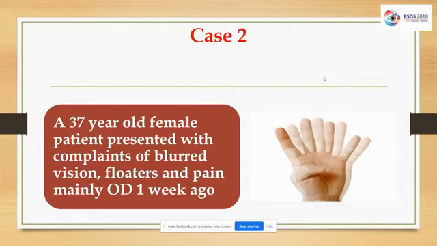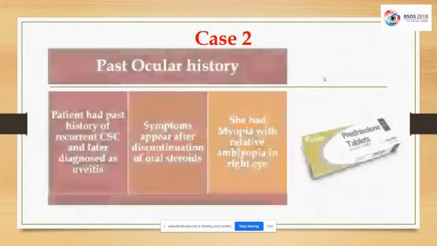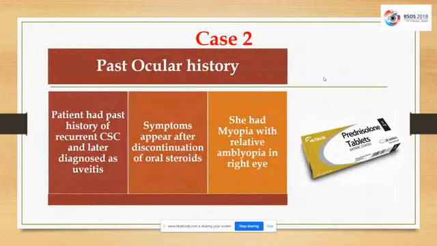So our second patient is a 37-year-old female who presented with a complaint of blurred vision, floaters, and pain, mainly in the right eye, since 1 week. The patient has a past history of recurrent central serous chorioretinopathy and later diagnosis of uveitis. The symptoms appeared after discontinuation of oral steroids, and she had myopia with relative amblyopia in the right eye.